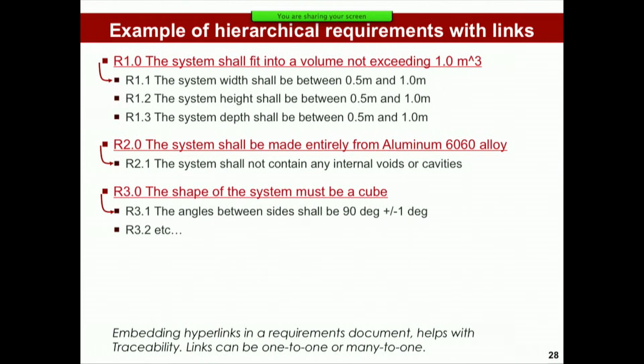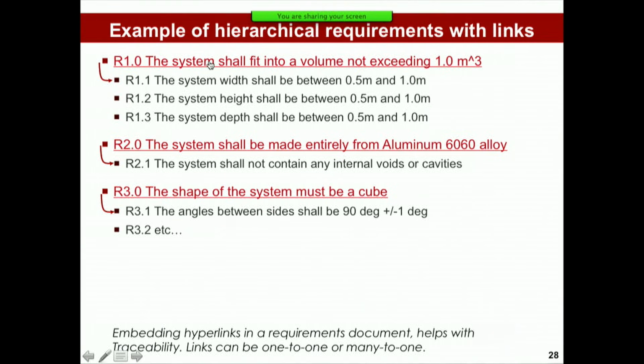So here's a very trivial example of hierarchical requirements with links. Requirement 1, the system shall fit into a volume not exceeding 1 cubic meter. And then we have sub-requirements. The system's width shall be between 0.5 and 1 meter. The height, the depth. Requirement 2, the system shall be made entirely from aluminum 6060 alloy. A sub-requirement here is the system shall not contain any internal voids or cavities. Requirement 3, the shape of the system must be a cube. And then a sub-requirement, the angles between the sides shall be 90 degrees plus or minus 1 degree.